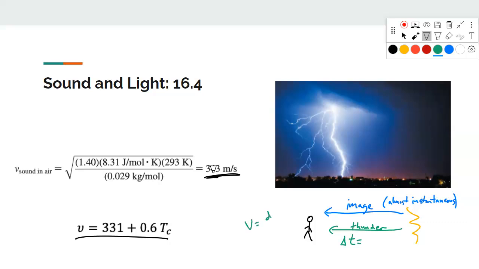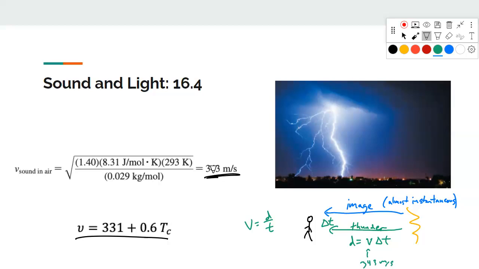And so the amount of time that it takes to hear the thunder, if we think about the equation V equals D over T, is going to be D over V. I guess I should write this the other way around, because we measure the time between when we see the image and when we hear the thunder. So we could call that delta T. And then the distance that the lightning is away is just V delta T, where this V is 343 meters per second.